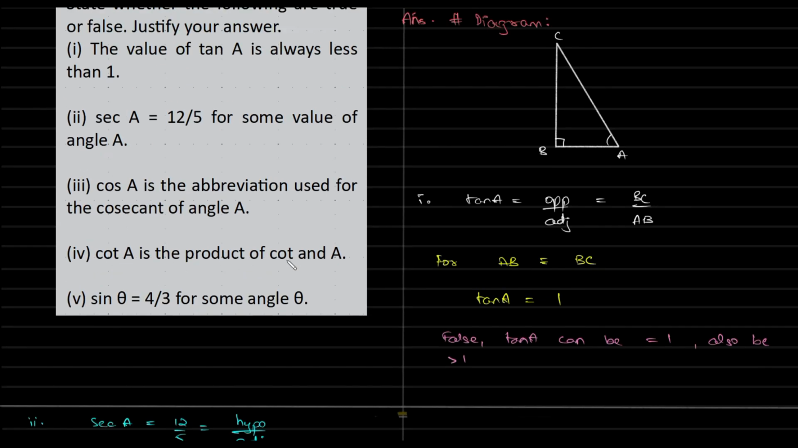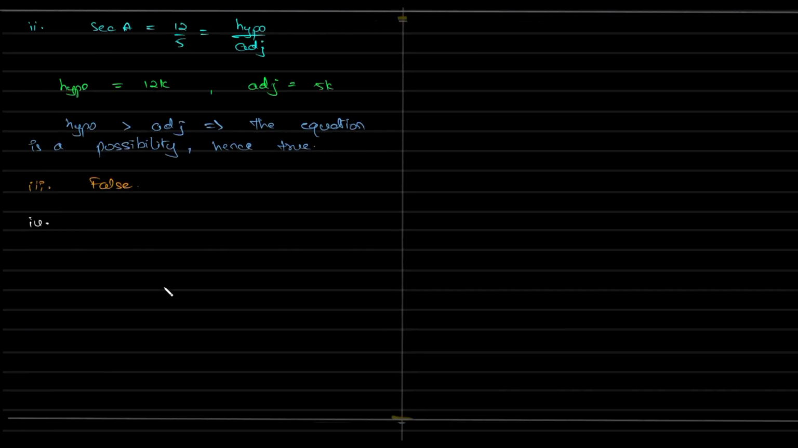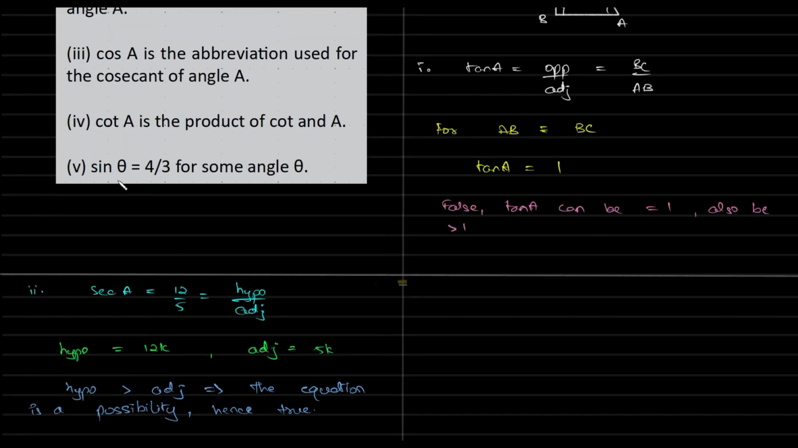Cot A is a product of cot and A. Again, it's false. It's not a product. It's a single term. So false. Again, for these two questions you won't be asked to justify. Don't worry. First and second, yes, they can ask, not the third and fourth. So it's okay if you don't think about justification.